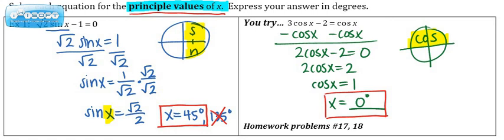To isolate cosine on the problem on the right, we need to subtract cosine. You should realize there is a coefficient of 1 in front of the cosine, so that's why I get 2 cosine of x minus 2. You work it down and you isolate to cosine of x equals 1. Please remember we're looking for the principal values of cosine, which is located in quadrants 1 and 2. So to make this statement true, cosine of 0 degrees equals 1.